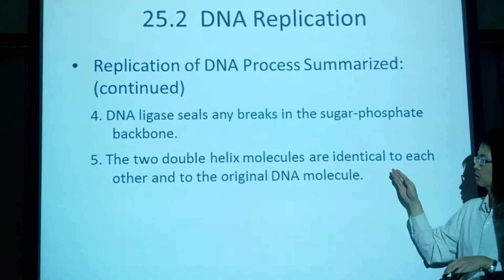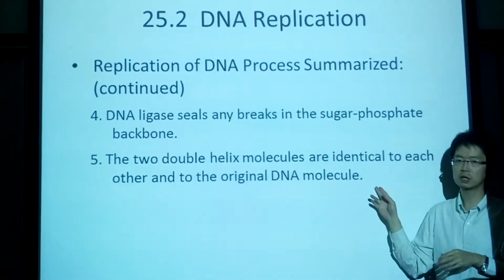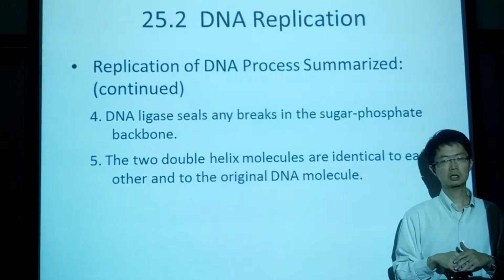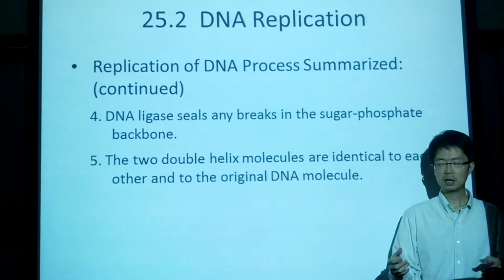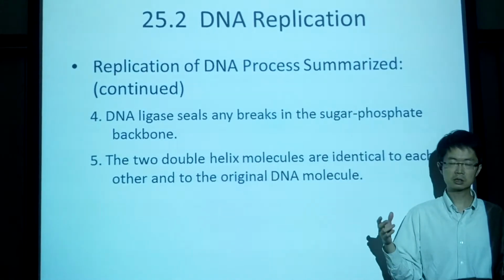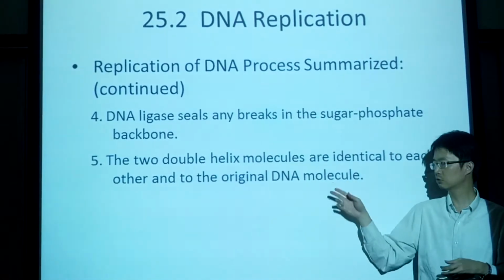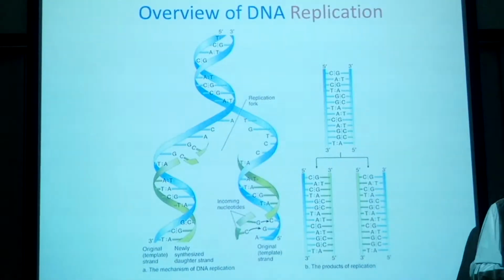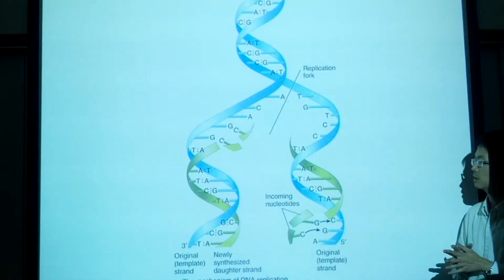And then the 2 double helix molecules are identical to each other and to the original molecule. This is what I told you. It is very similar to mitosis in that the original molecule will become 2 daughter molecules. The 2 newly made daughter molecules are identical to each other, and they are also identical to the original DNA molecule. So this is the overview.